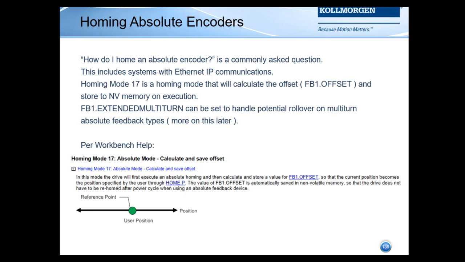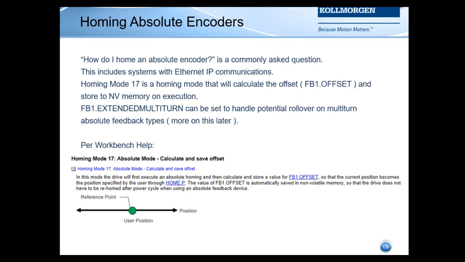This includes systems with Ethernet IP communication. Homing mode 17 is a homing mode that will calculate the offset, which is the keyword FB1.offset, and it will also store that offset to non-volatile memory on execution. The FB1 extended multi-turn can be set to handle potential rollover on multi-turn absolute feedback types. More on this later.